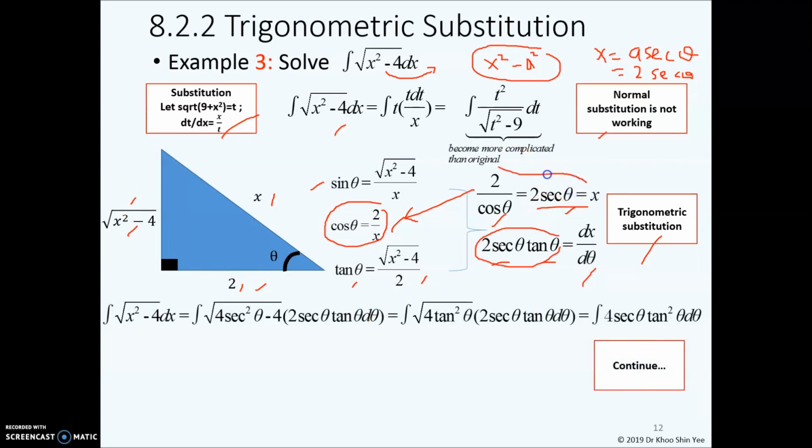Let's substitute x equal to 2 secant inside this. So let me write it here. x squared, you should get 4 secant square angle. So the dx is 2 secant angle tangent angle, so we can just substitute here. Then from here you can see that you can take out the 4. So you have secant square angle minus 1.